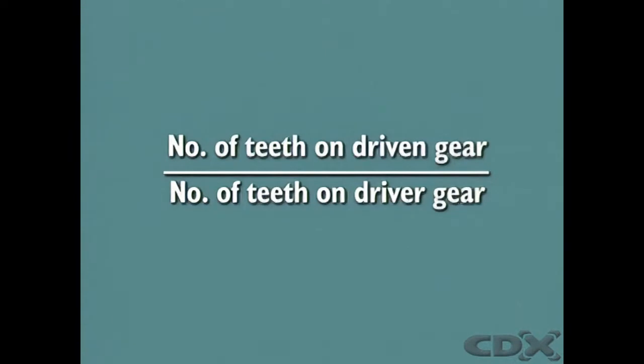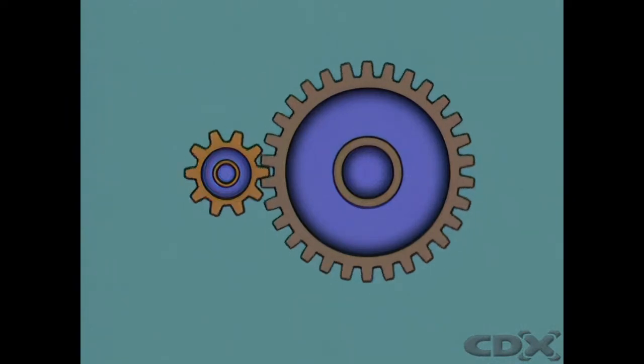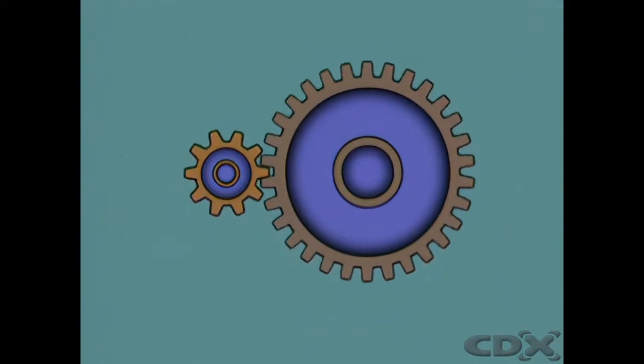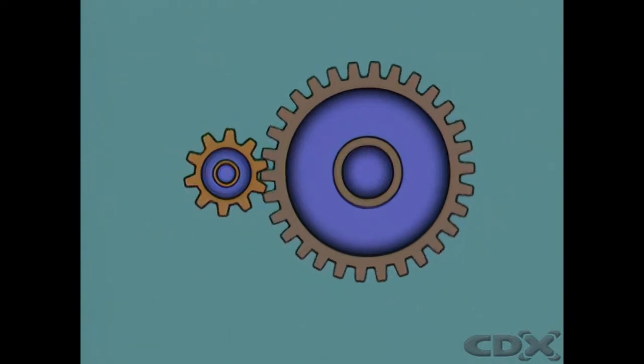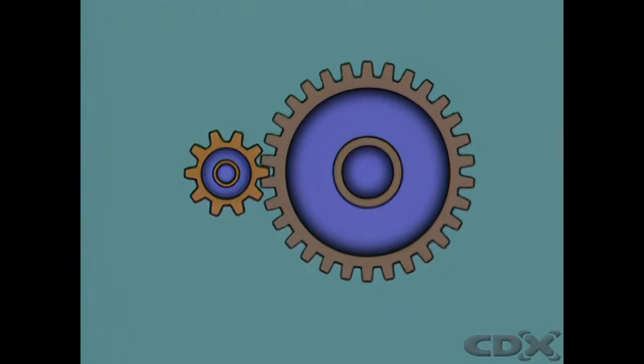The gear ratio can also be calculated by dividing the number of teeth on the driven gear by the number of teeth on the driver gear. In this case, the driven gear has 30 teeth, and the driver gear has 10. So the ratio is 3:1. The driver gear has to turn 3 times to turn the driven gear once. In continuous rotation, the driven gear turns 3 times slower than the driver.